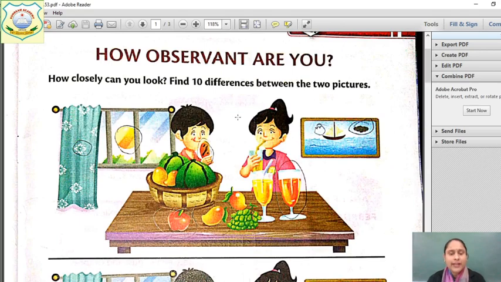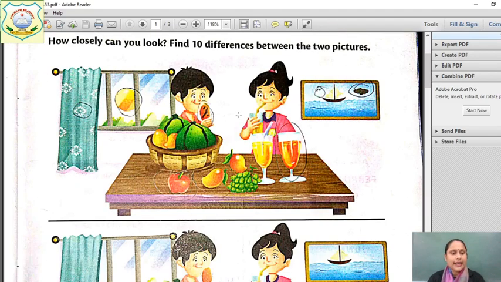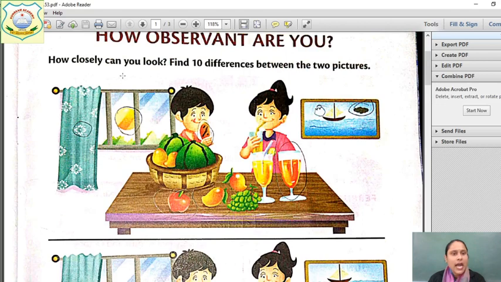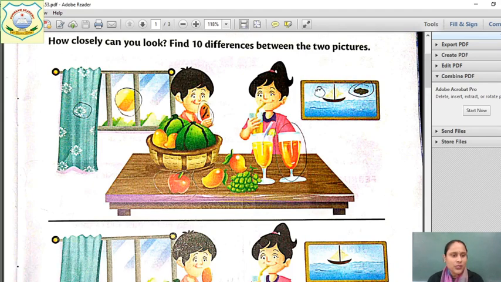So all of you get ready with your pencil colors. Okay, and wherever you find a difference you have to make a circle in both the pictures. जो भी आपको अलग दिखेगा you have to mark it with a circle in the picture. Okay, like what is given, how closely can you look, find 10 differences between the two pictures. So we have to sort out 10 differences. We have to find 10 differences in both the pictures. Okay, whatever thing we find different we have to circle it.